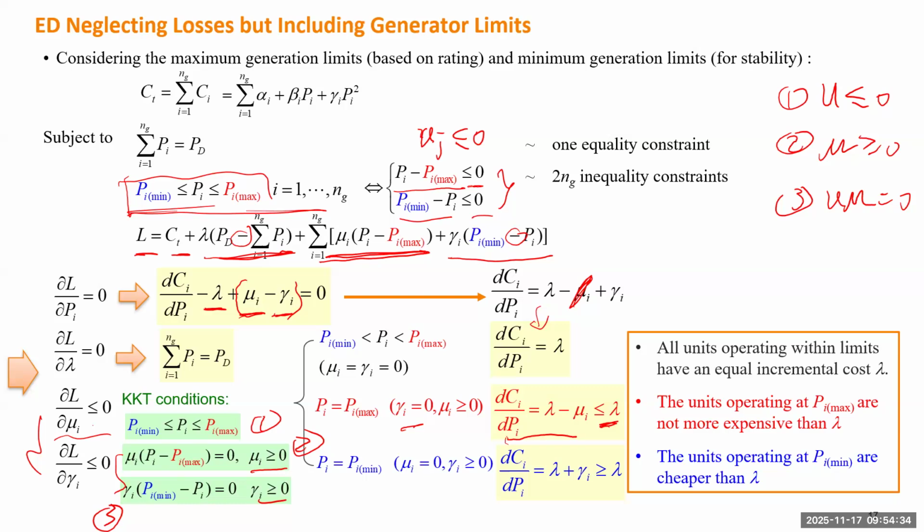Similarly, for some unit, I think it should be not cheaper. If a unit is operating at a lower limit, it is not cheaper than lambda. If these units are more expensive, they can only output at their minimal value. We don't allow them to generate more, right? Maybe a typo, just missing "not". Okay.